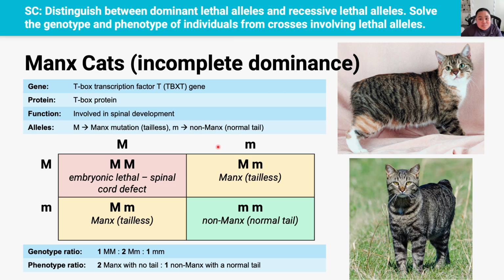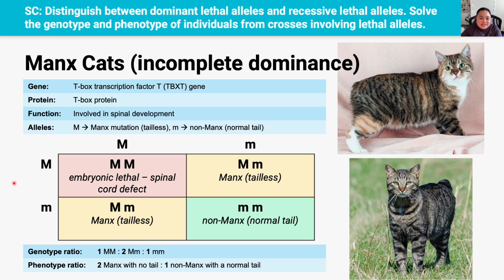And crossing two Manx cats that are heterozygous for this genotype gives the expected genotypic ratio of 1 to 2 to 1. But because the homozygous embryos with a genotype of big M big M die in utero, the observable phenotypic ratio is 2 Manx tailless cats to 1 non-Manx cat with a normal tail. Since two copies of the Manx lethal allele are needed for lethality, we know that this is a recessive lethal allele because death only occurs in the homozygous condition.